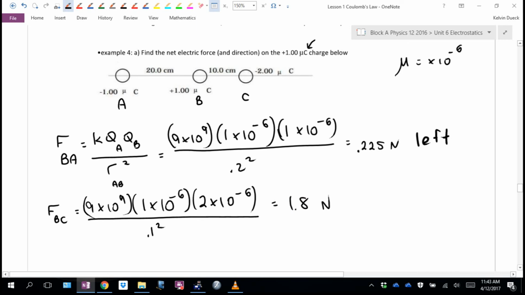Direction. Which way is charge B experiencing a force because of charge C? Charge C is negative, charge B is positive, so is charge B being pulled to the right or pushed to the left? Unlike charges attract, it's getting pulled to the right.